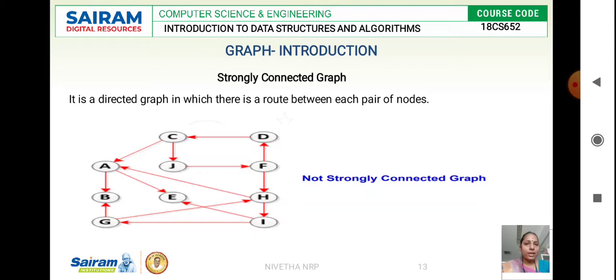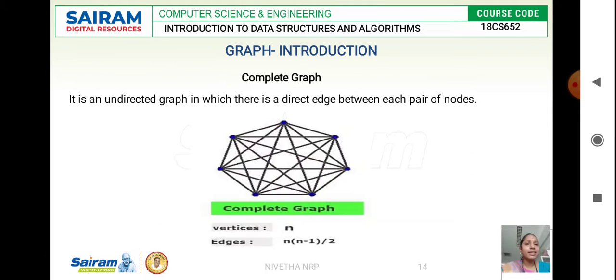See, when you consider the vertex C and E, you have a flow of direction from C to J, J to F, F to H, but from H to E you don't have. So when it is not strongly connected, when you have the root with each of the other vertices, then you say it is a strongly connected graph.